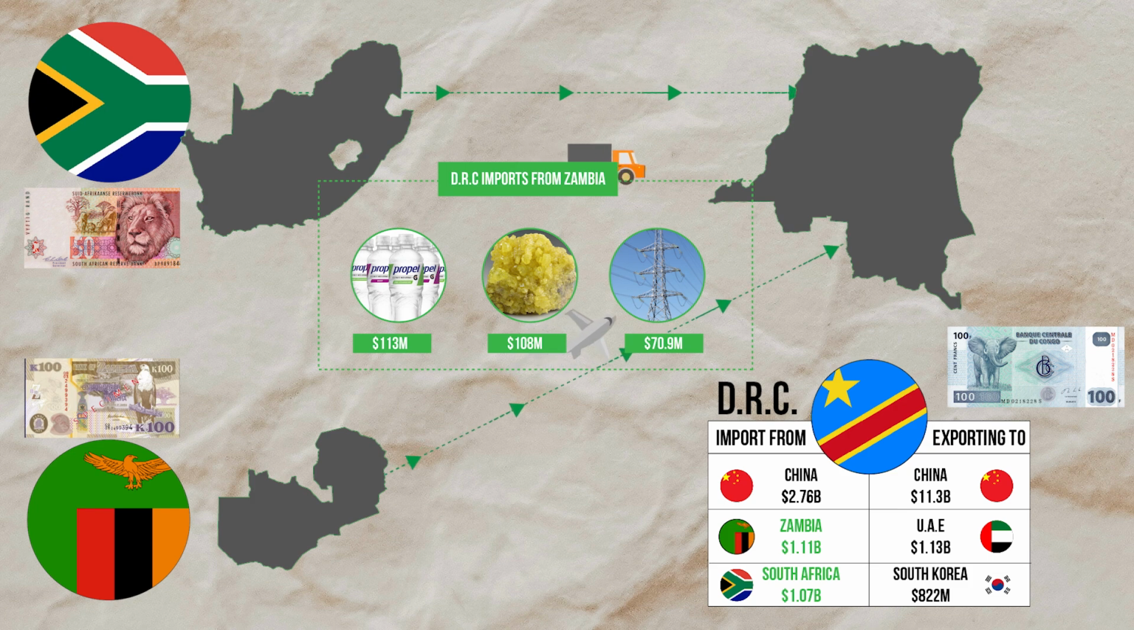In 2021, the DRC imported $1.11 billion worth of goods from Zambia and also $1.07 billion worth of goods from South Africa. From Zambia, it was mainly flavored water for around $113 million, sulfur for $108 million, and electricity for an estimated $70.9 million.